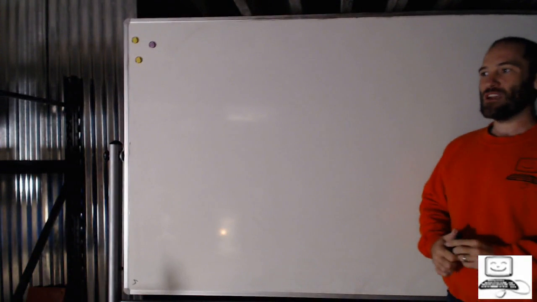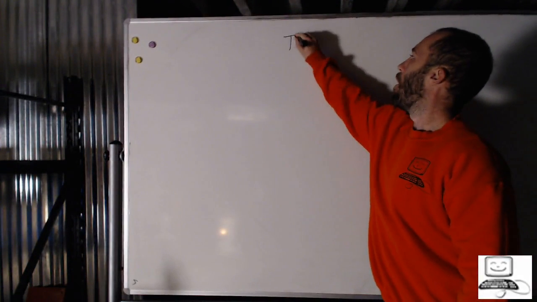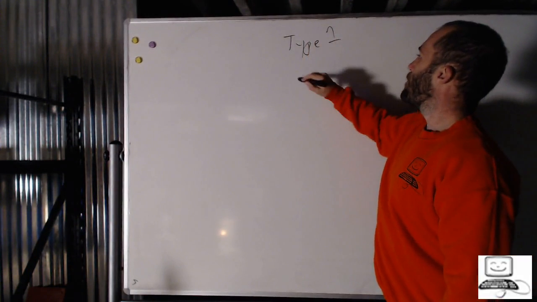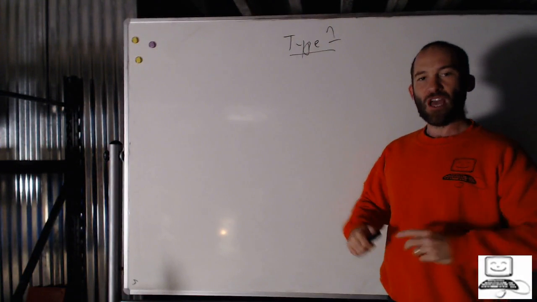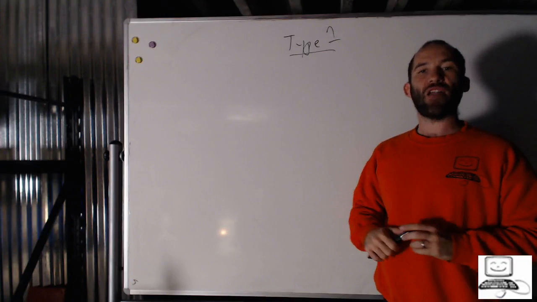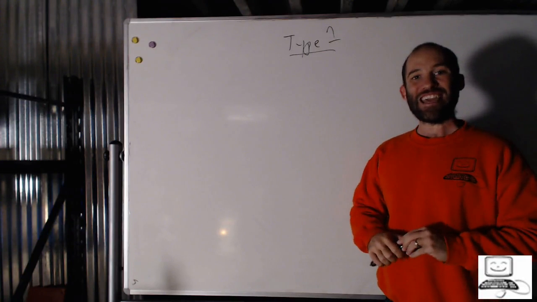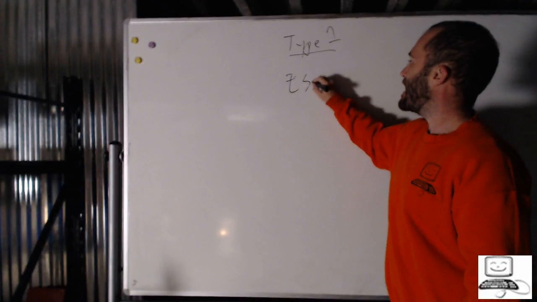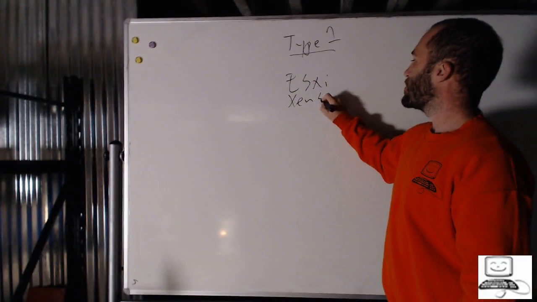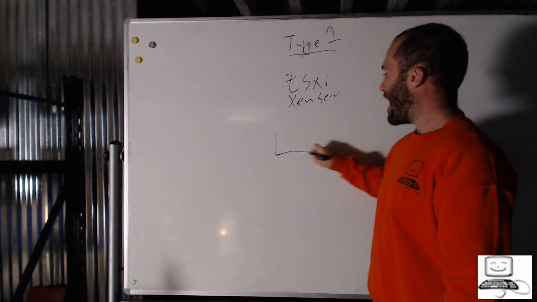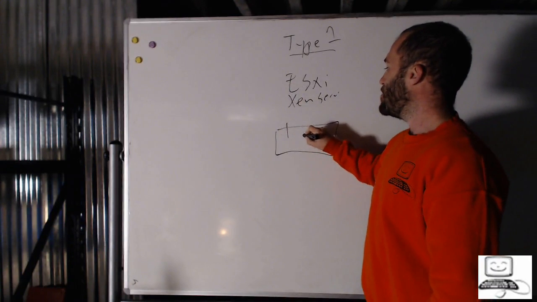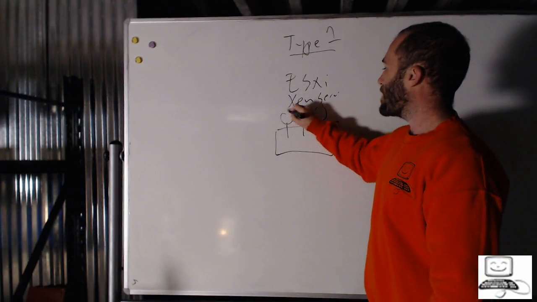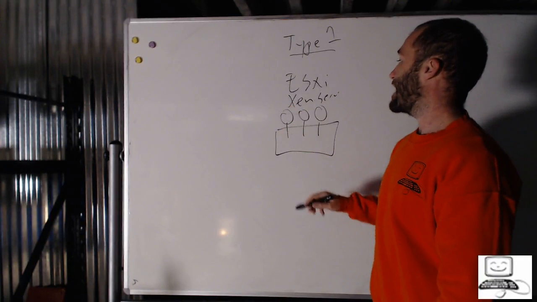So talking about virtualization right now, basically we are going to be talking about Type 1 hypervisors. When we're talking about Type 1 hypervisors, we're talking about bare metal hypervisors. So this is not VirtualBox. This is not Virtual PC. These are things like ESXi or Xen Server. Basically what happens is you have a box, you install ESXi or Xen Server onto that box, and then you install the instances of your operating system directly onto ESXi or Xen Server.